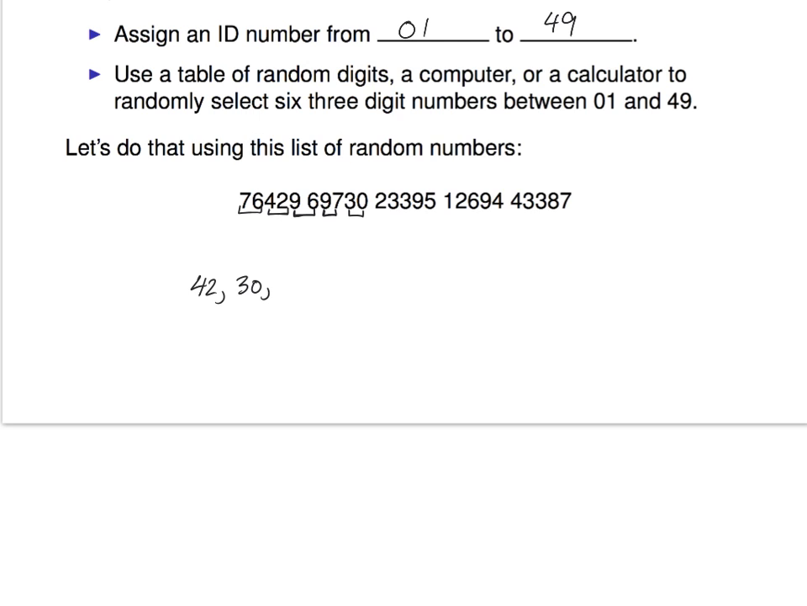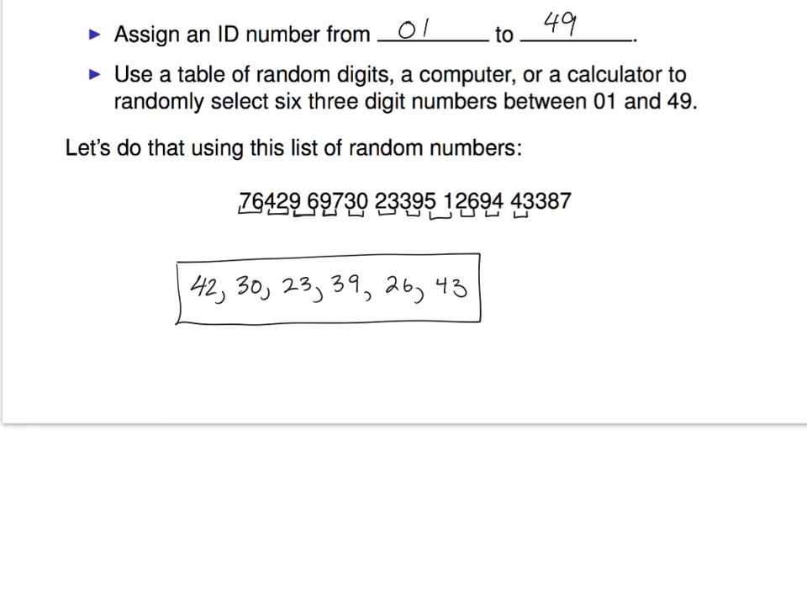The next 2 make 23, so keep it. The next 2 make 39. Can you keep 51? Oh, I was so close. Next we'll have 26. Can we keep 94? No, but how about 43? And then is that 6 numbers? Yeah. Okay, so that's one way you could use a random number list to make a list of 6 numbers.